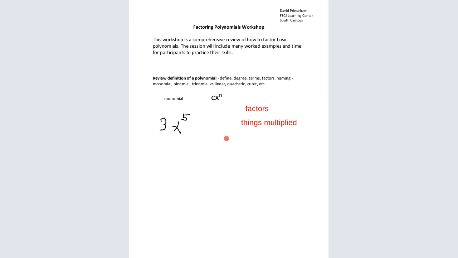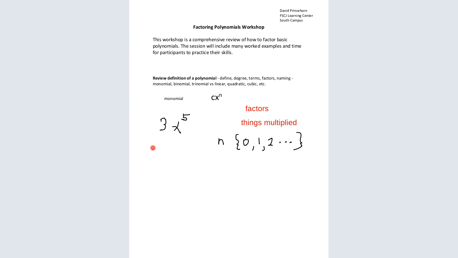Well, what's important is that n must be a whole number. In other words, it has to be 0 or a counting number. So it has to be in the set of things such as 0, 1, 2, etc. So that n cannot be anything other than these whole numbers. If it is, then this creature is not a monomial. Okay?